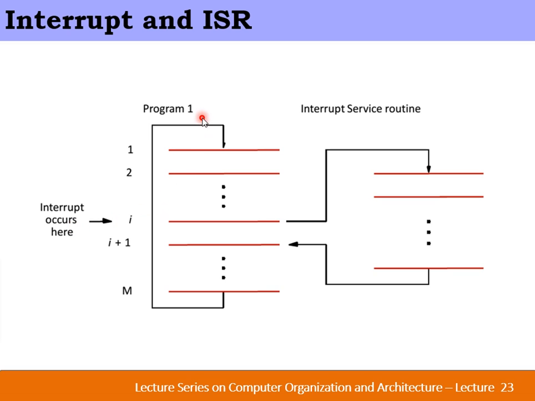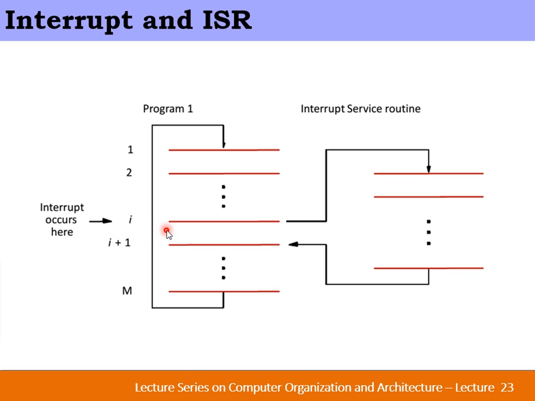Now let us consider that program number 1 is being executed by the processor. It keeps on executing the instructions one after the other. Assume that by the time it reaches instruction number I, an interrupt has occurred from the IO device, so an interrupt signal is received by the processor.